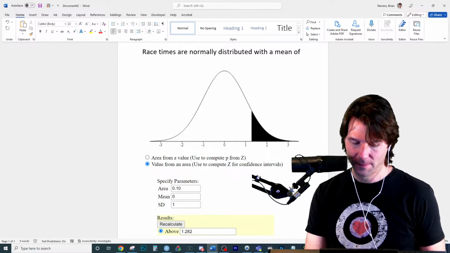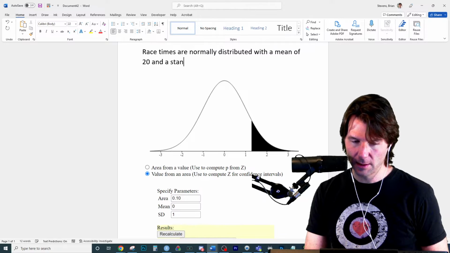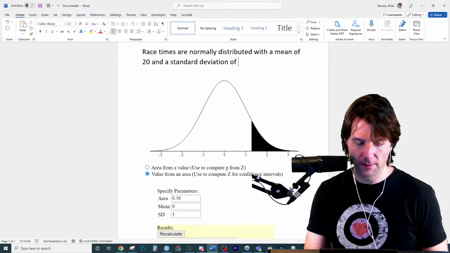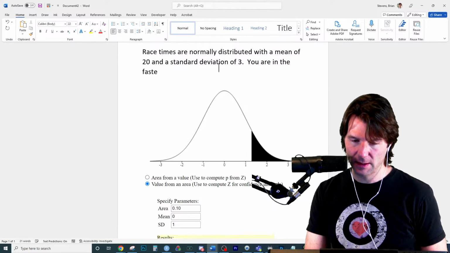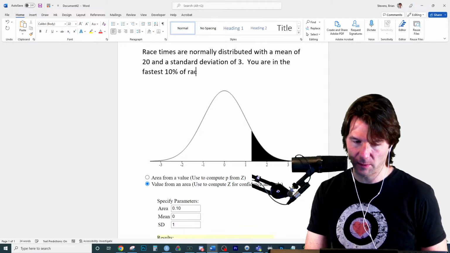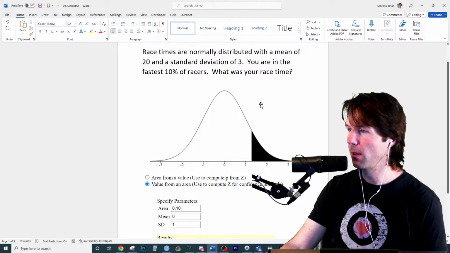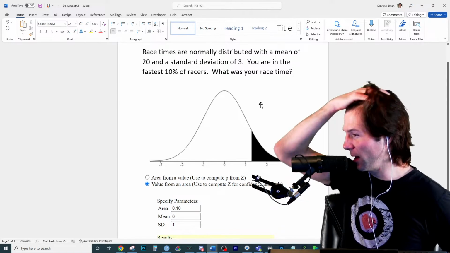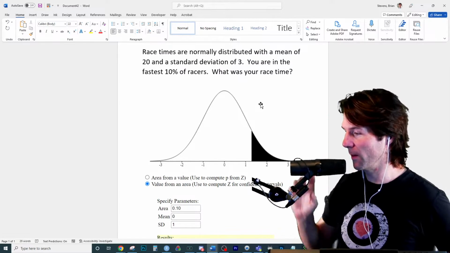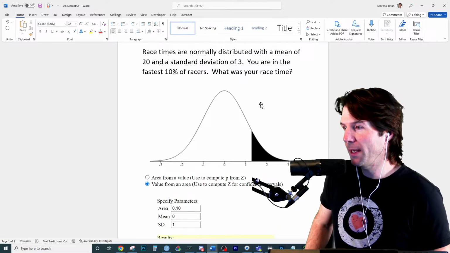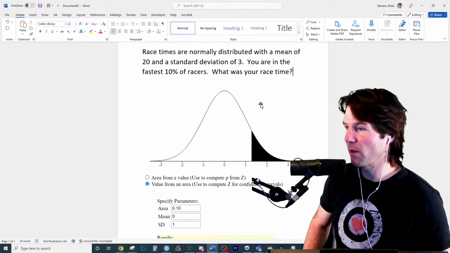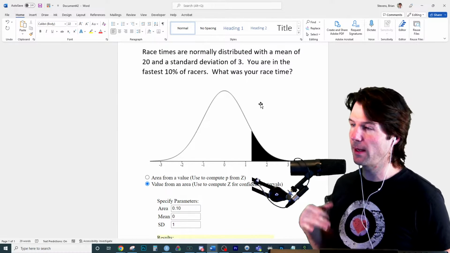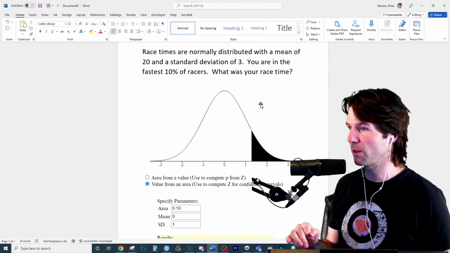With a mean of, and a standard deviation of 3, you are in the fastest 10% of racers. What was your race time? Okay. So I can take a pretty good guess at this. Does anyone have a guess at this answer? Be very careful. There's a trick to this one. I added an extra step. I made it a little more difficult.